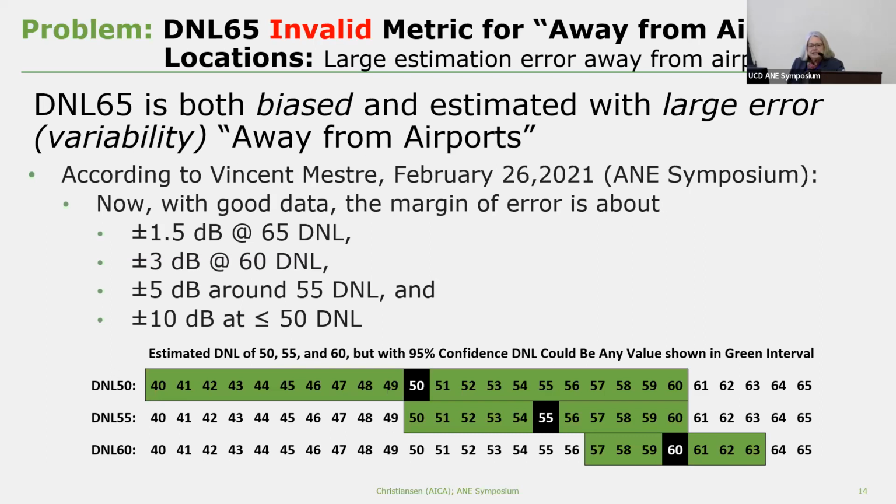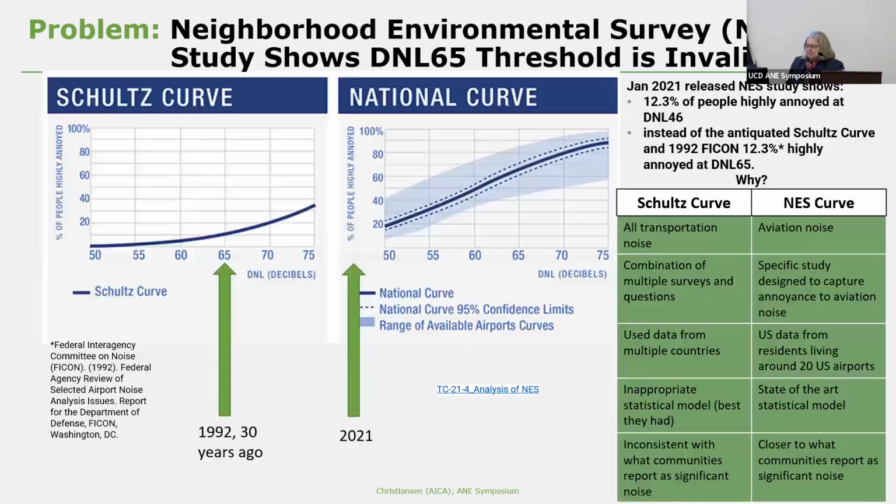So assume that your area has an estimated DNL of 50. According to Vince, that number in reality with 95% confidence could be as low as 40 or as high as 60. That causes DNL 65 to be an invalid metric as far as statisticians are concerned, including me.